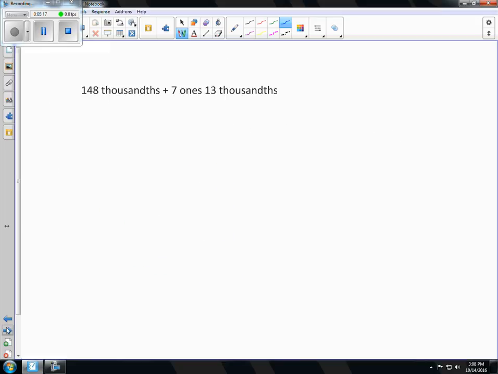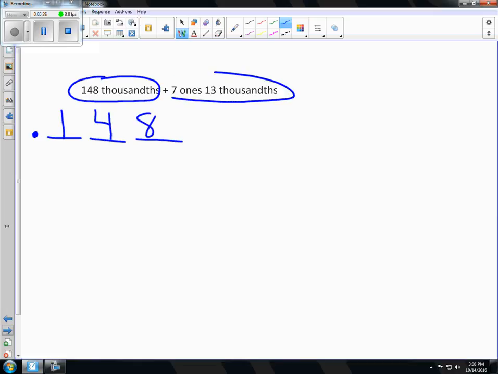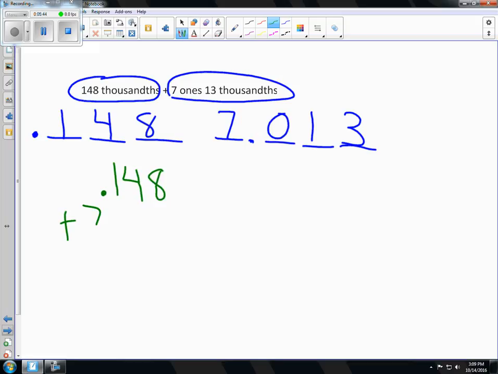Last one in this method, we have 148 thousandths, so we know we have tenths, hundredths, thousandths, and we're adding that to this number, which is ones, tenths, hundredths, thousandths. There's 7 ones. 13 thousandths, the thousandths has to have the 13 ending in it, so I have to fill that in with a 0. I then have to stack them. And I have to fill in all the empty spots with a 0.